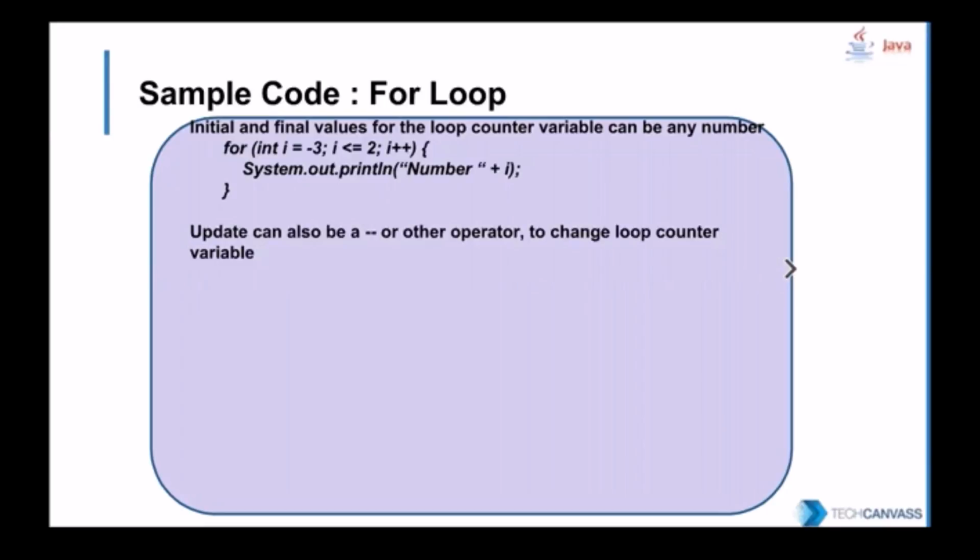So initial numbers and the final values that we are expecting can be anything. Okay. So we need not initialize every loop variable by 1 or 0 or 2. Okay. It can be any number, right? Based on our programming requirement.